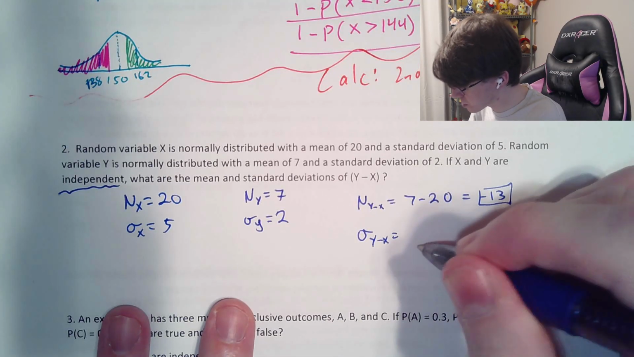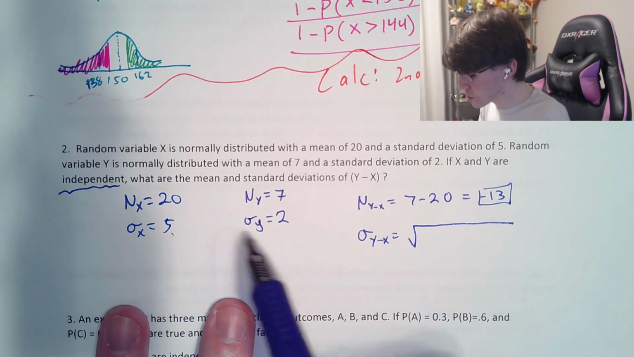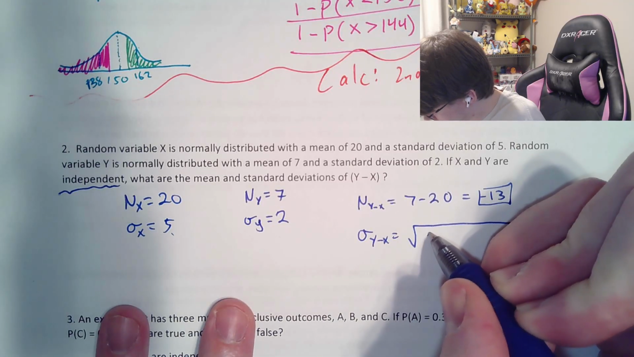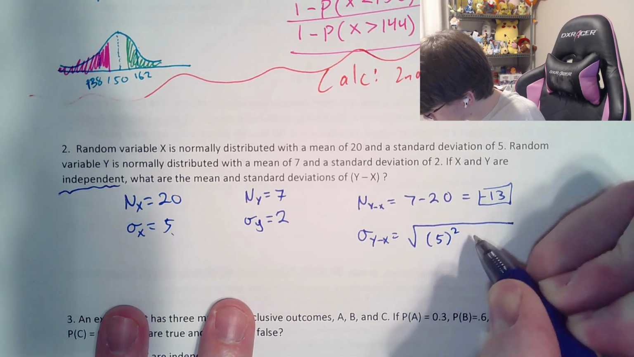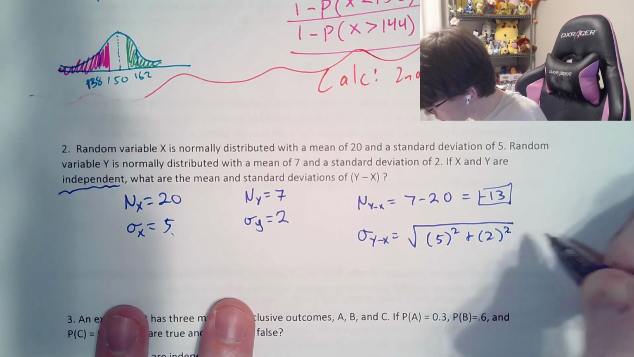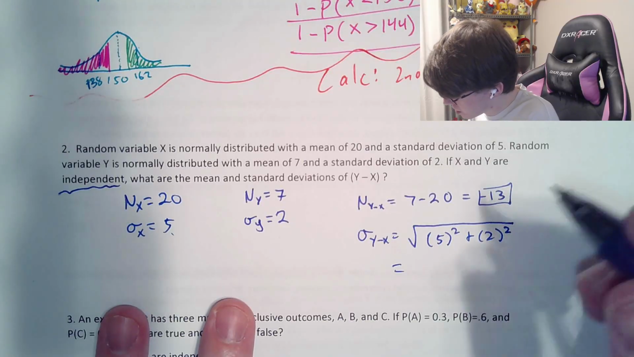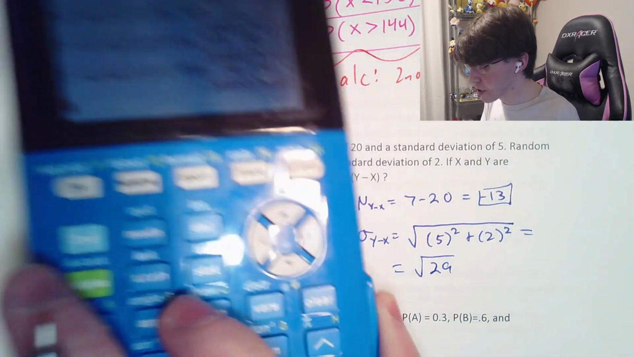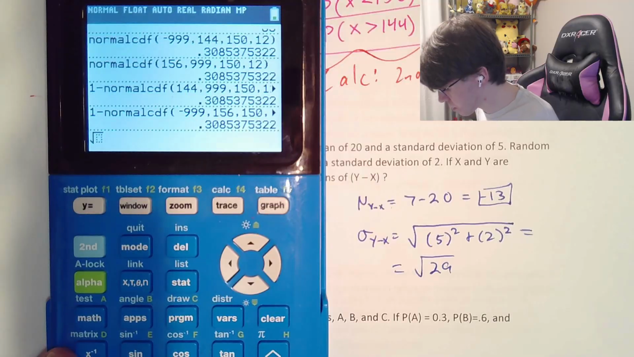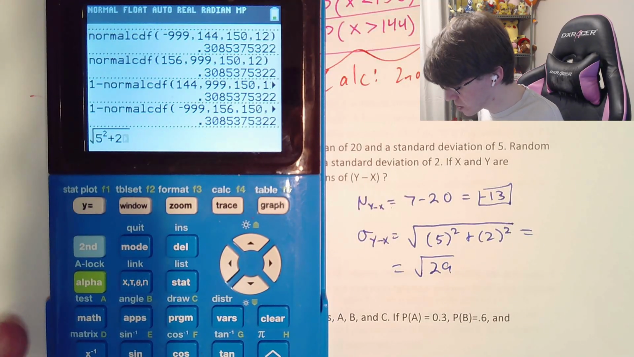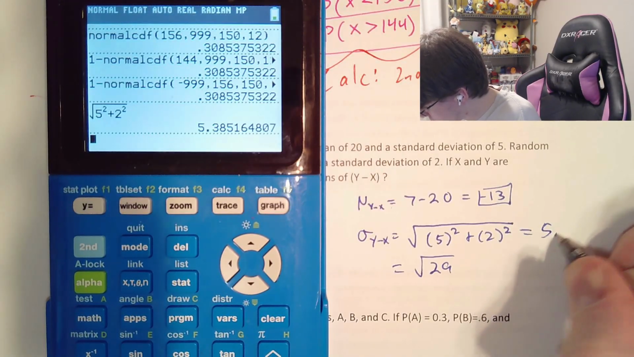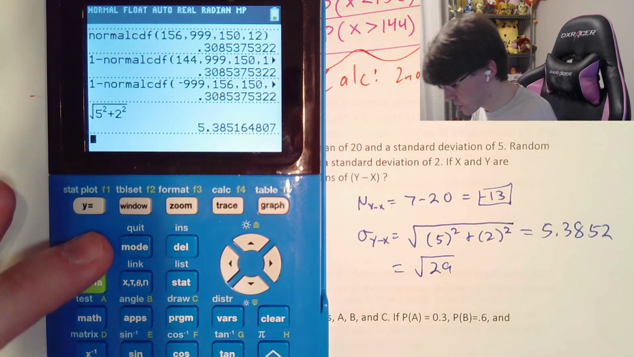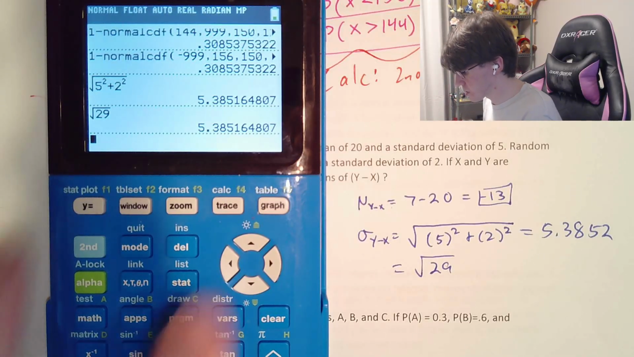The problem is the standard deviation of y minus x is actually the same as the standard deviation of y plus x, and that is going to be the square root of these two squared and added together. So it's kind of like the Pythagorean theorem. So we're going to go ahead and do our 5 squared plus 2 squared. So that turns out to be the square root of 29, or you could have just plugged it into the calculator from the get-go. Plugging into the calculator, we'll have second square root, and then 5 squared plus 2 squared, and it turns out to be 5.3852. And again, you could have also just done the square root of 29. That would have been fine too. It's the same exact answer.